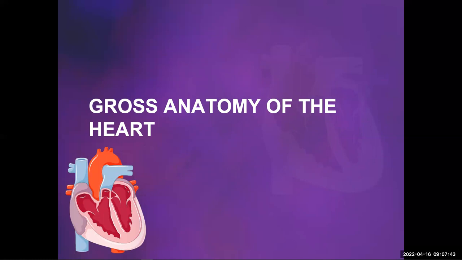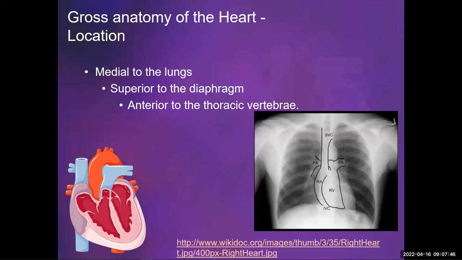For now, let's have a look at the gross anatomy of the heart. The heart is located in an area known as the mediastinum, the area between the two lungs. Blood enters via the SVC. Both the SVC and the IVC empty into the RA. So what do SVC and IVC stand for? Superior and inferior vena cava, right? So the blood enters via the superior and inferior vena cava into the right atrium. From the right atrium, it goes to the right ventricle. Then it goes to the left and right lung via the pulmonary arteries.